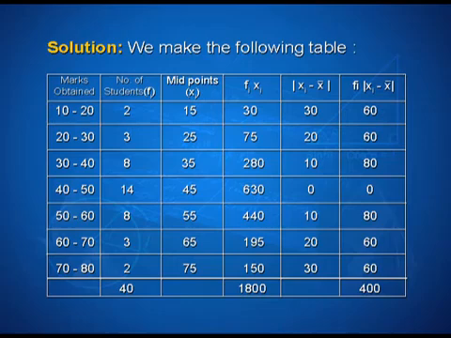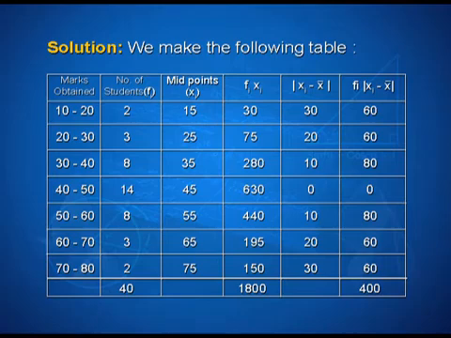We have product of fi and xi in the fourth column. 2 into 15 is 30, 3 into 25 is 75, 8 into 35 is 280 and so on. We add and calculate summation of fi xi as 1800. Similarly, we have added the frequencies to find here that it is 40.